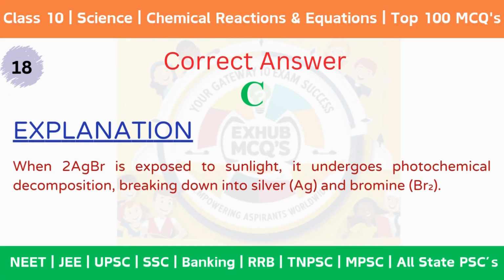The correct answer is option C, both A and B. Explanation. Silver bromide decomposes in the presence of sunlight into silver and bromine gas. This reaction is both a photochemical and decomposition reaction.